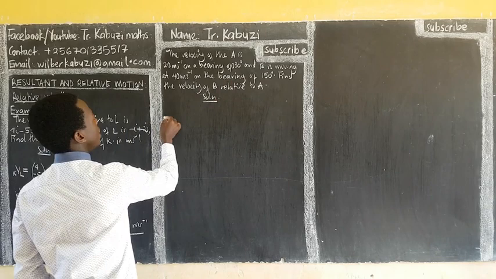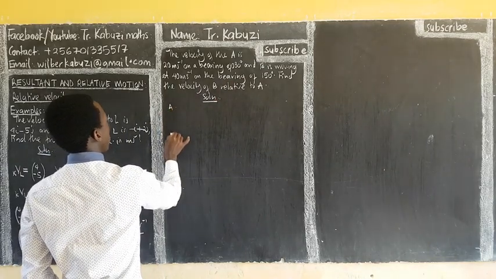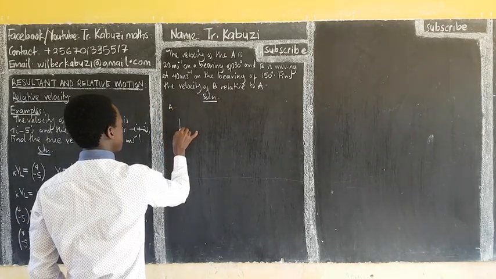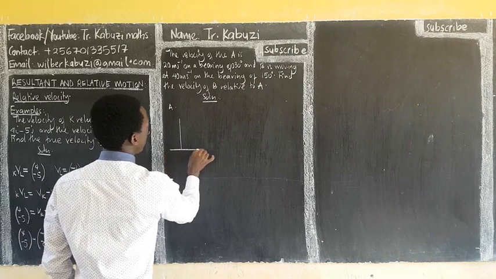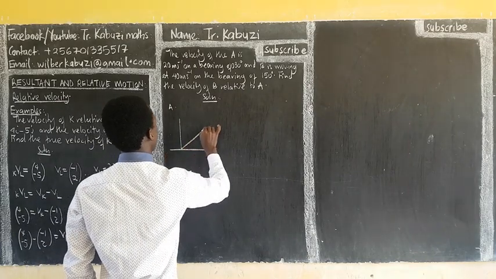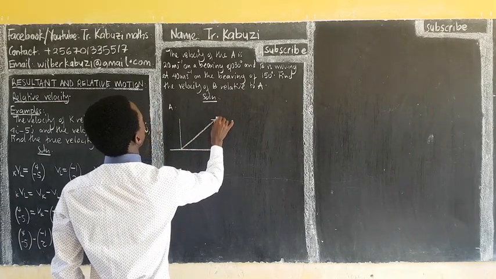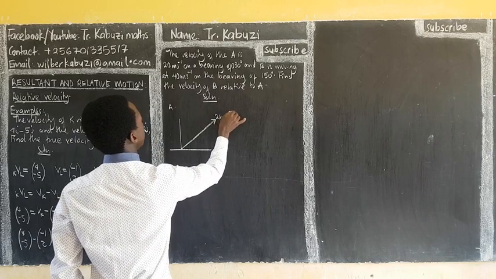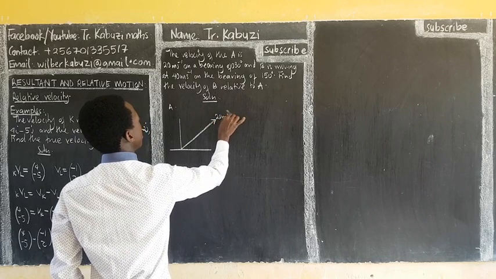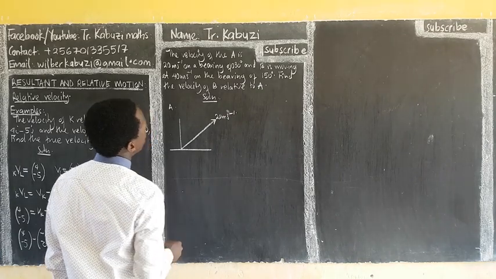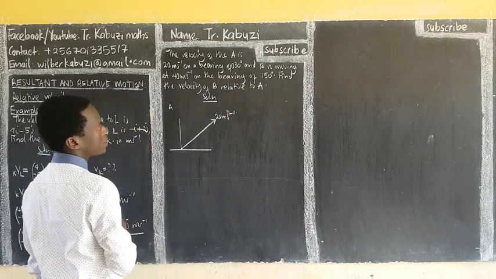So now we start with A. This is my A, this is the north line. Then this one is telling us that it's 20 meters per second. Okay, so then we need to get the velocity of A.